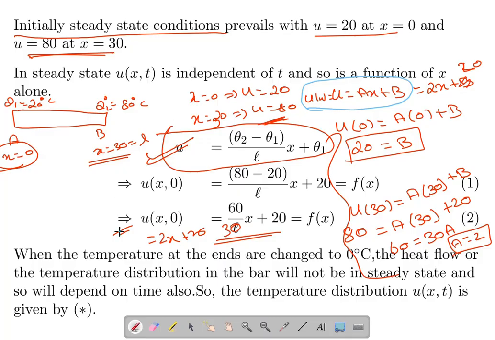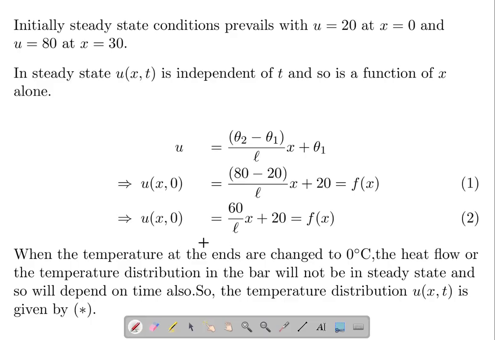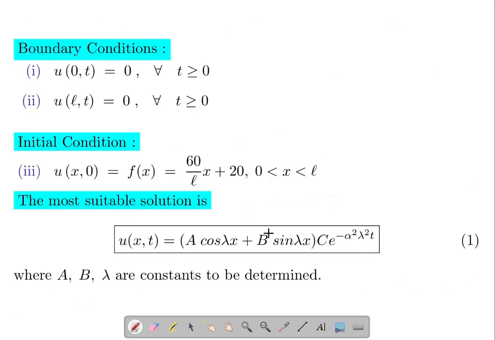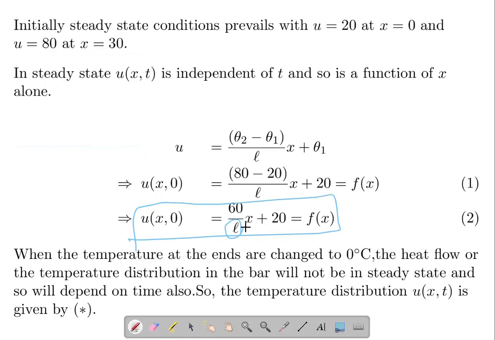Anyway, finally we are going to see what our equation is. So this is our u of x comma 0. In this problem I keep L as it is, and as the final result I replace L equal to 30. So these are the boundary conditions. This is our f of x actually, the initial u of x comma 0. U of x comma 0 is nothing but f of x, that is, f of x is nothing but 60 by L into x plus 20.